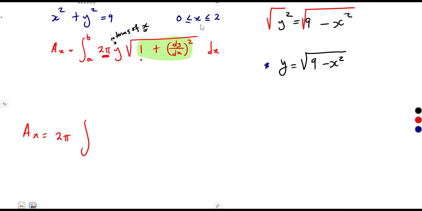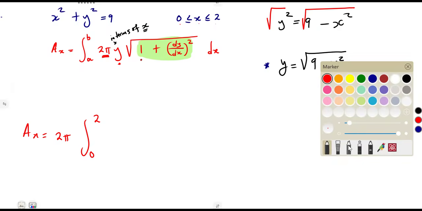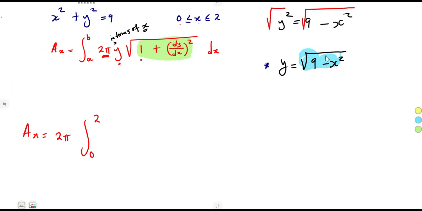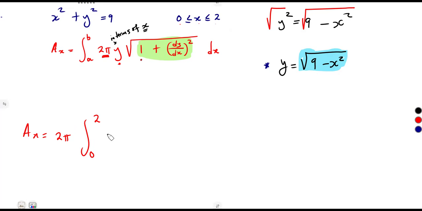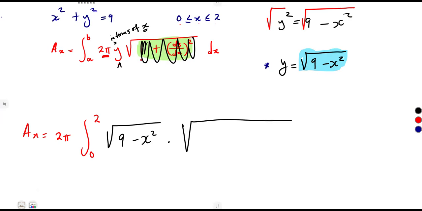Our limits from a to b, the x values 0 to what? 0 to 2. Y in terms of x, it's what? The square root of 9 minus x squared. This one, this is our y. This is the one that we put there in terms of x. So that is the square root of 9 minus x squared, representing this y, times the square root of what we obtained, this whole thing. We simplified it.